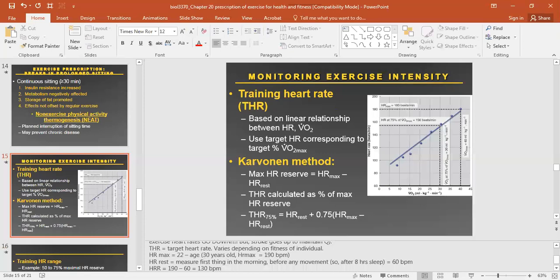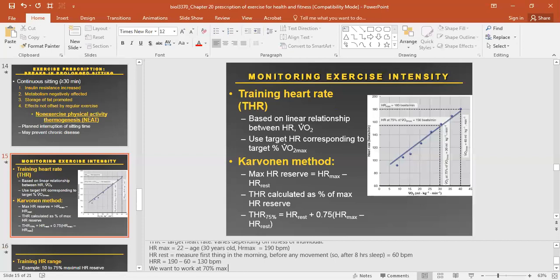So we want to say, we want to work at 70% of max in this particular individual, this 30-year-old with a resting heart rate of 60 beats per minute. So if we need to calculate the target heart rate, we take target heart rate, and that would be 70%. That would equal heart rate rest plus, so heart rate rest is 60 beats per minute, plus it would be 0.7 in this example, times the heart rate reserve, which is 130.